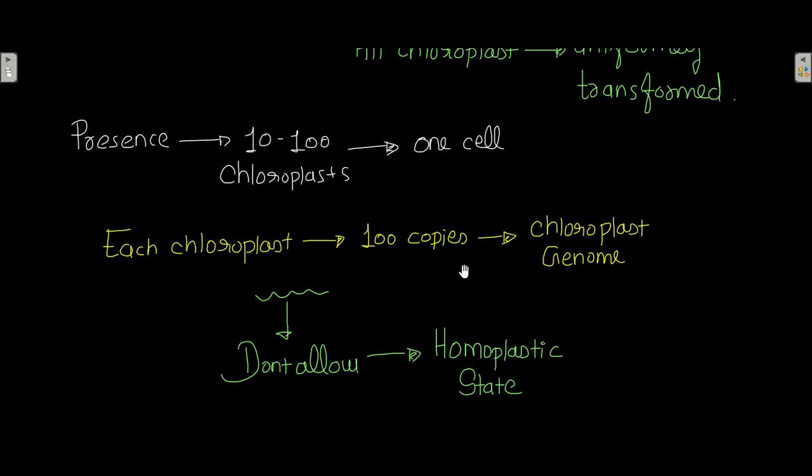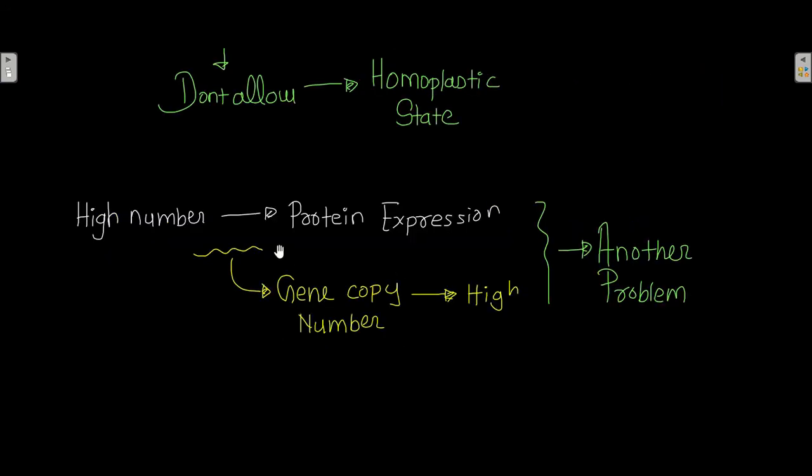Apart from this, getting a high level of protein expression even though the gene copy number is high is another problem.